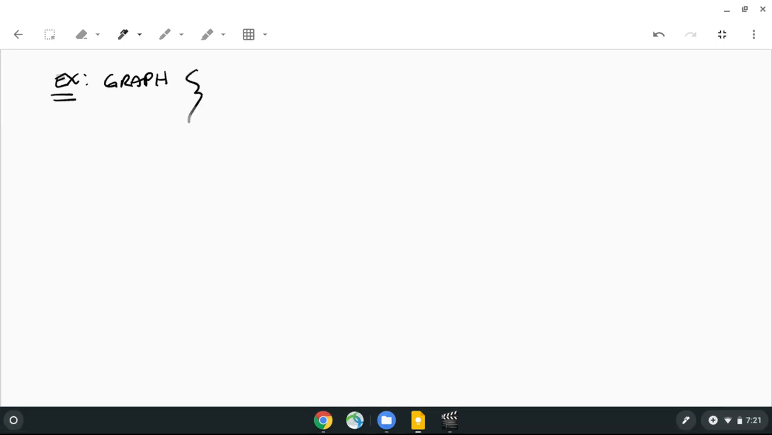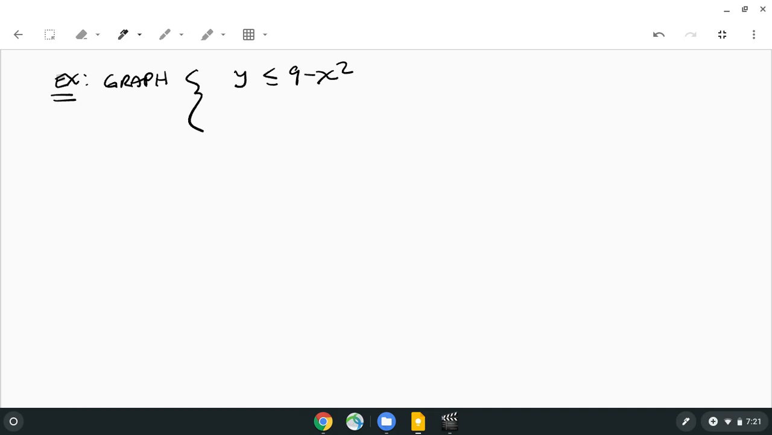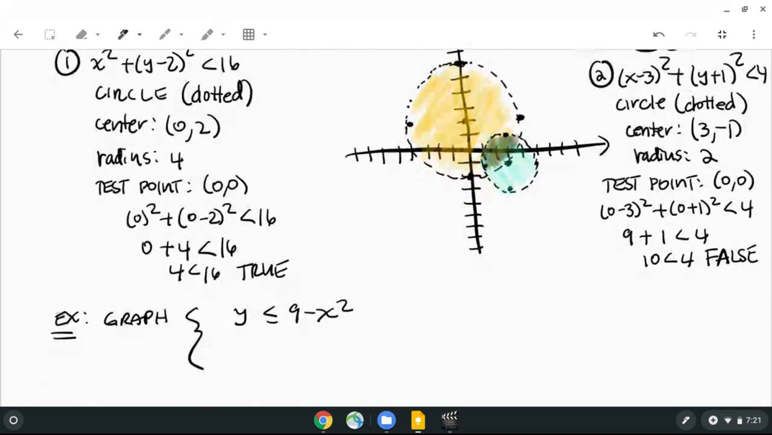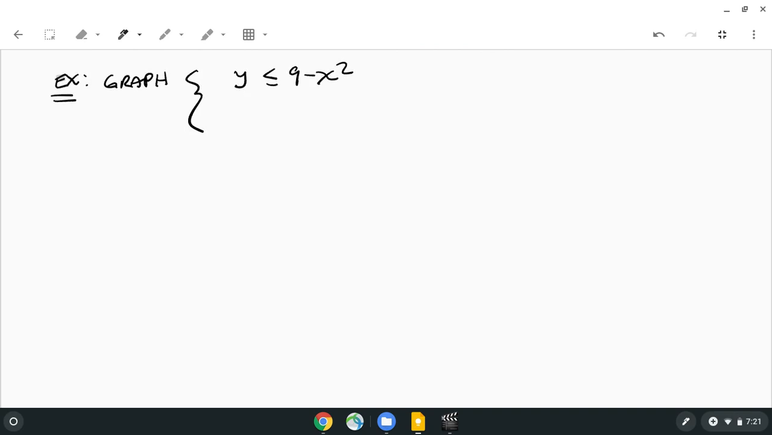All right, let's graph this one here. Y is less than or equal to 9 minus x squared. You only have one of them squared. When you have both of them squared, it's probably going to be a circle, because we haven't done the other conics yet. That's coming up in the next unit. If you have both of them squared like you did here, those are circles. If you only have one of them, it's going to be a parabola.